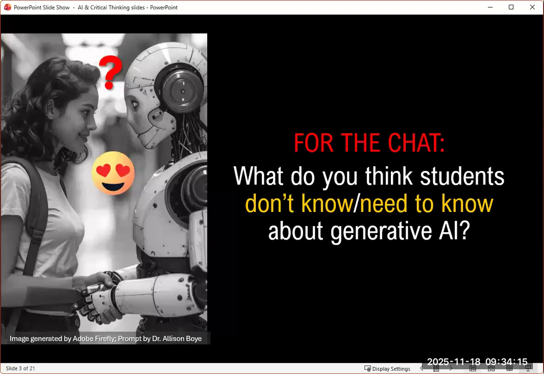But before we really dive in, I always like to kind of take the pulse of the room. So let's think a little bit about what we already know or think we know about our students' relationships with generative AI. So my question for you is this: what do you think students don't know or need to know about generative AI, just based on your own experience or maybe assumptions? And you can put your answers in the chat. But if you want to unmute and share out that way, that's good too. So what do you think students don't know or need to know about generative AI?